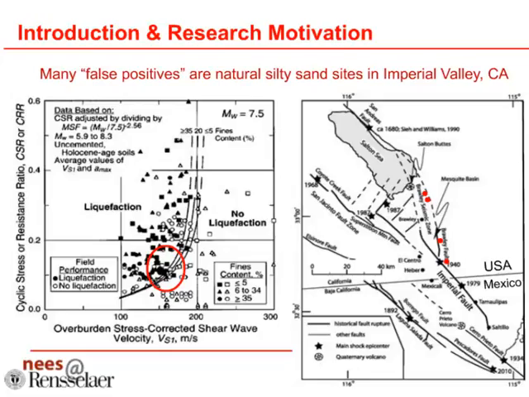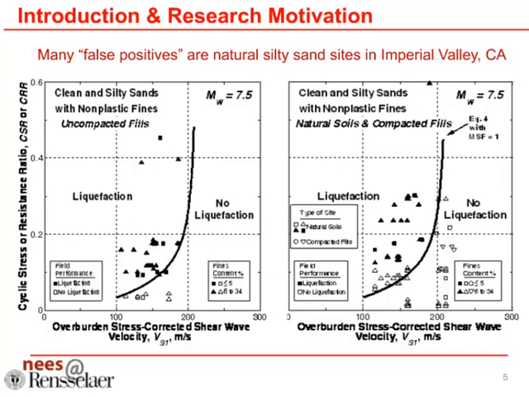And by doing that, we replotted the same liquefaction chart, but now we divide the points into two groups. The one on the left is the uncompacted fills, and the one on the right is the natural soils or compacted fills, which see a lot of history of shaking. And this comes very clearly from this step: the problem we have with false positives really falls in the compacted fills, which have a history of pre-shaking.